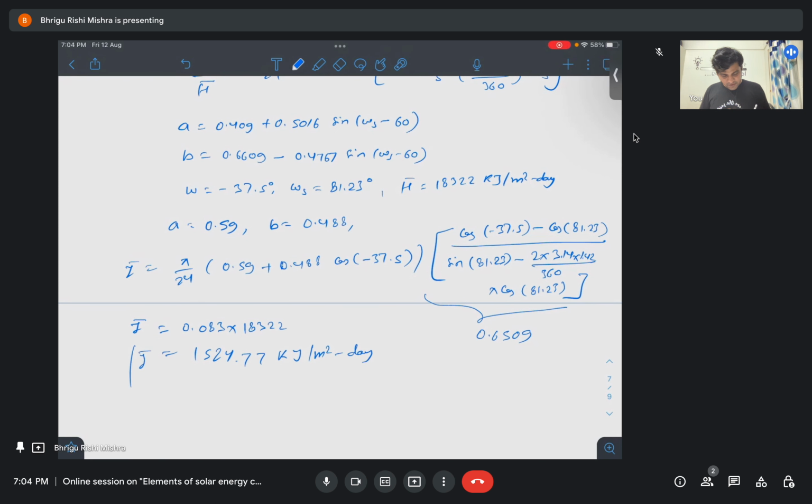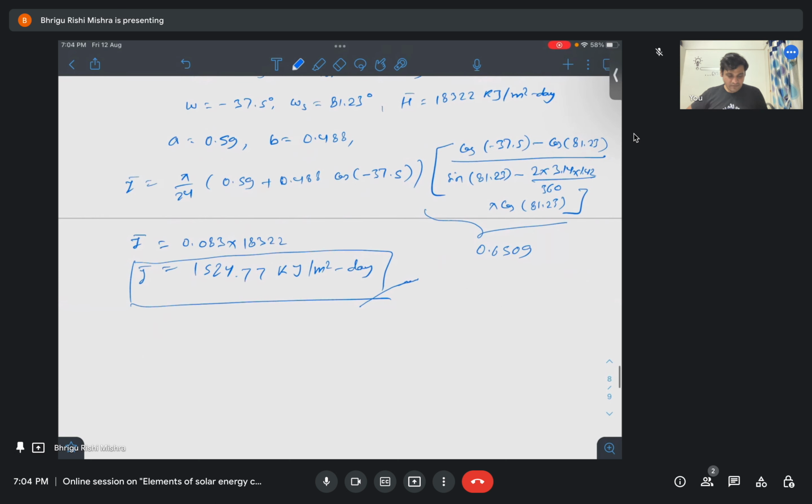So that means from 9 a.m. to 10 a.m., this is the monthly average of hourly global radiation incident on the given location. And similarly we can calculate the diffuse radiation. For the diffuse radiation the formula is quite similar.